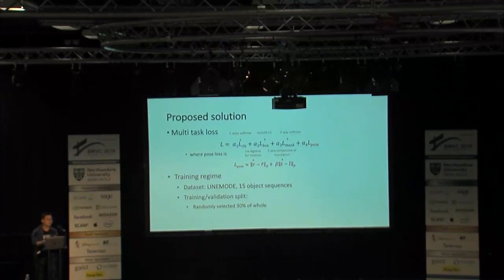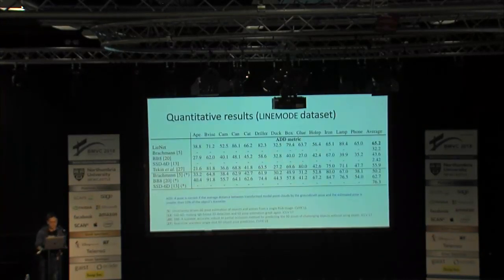In order to train our neural network in an end-to-end way, we design a multitask loss. This loss consists of the classification loss, the segmentation loss, the bounding box loss, and last one will be our pose loss. We train this neural network on a dataset called LINEMOD, and there are 15 object sequences, and we randomly choose 13% of the whole dataset as our training images.